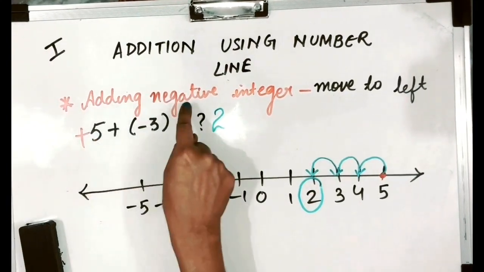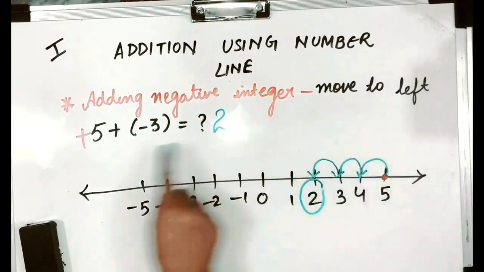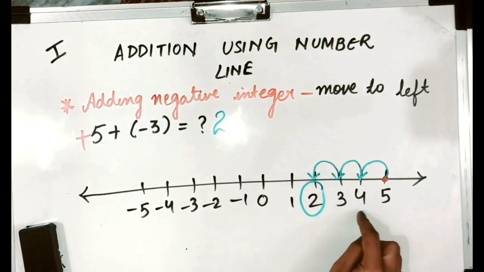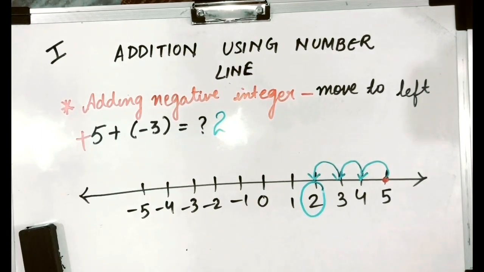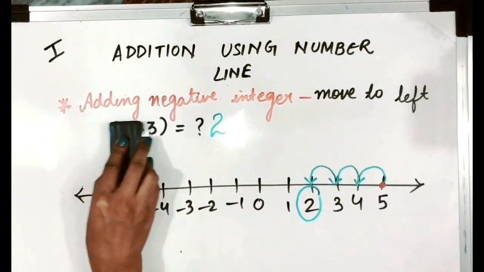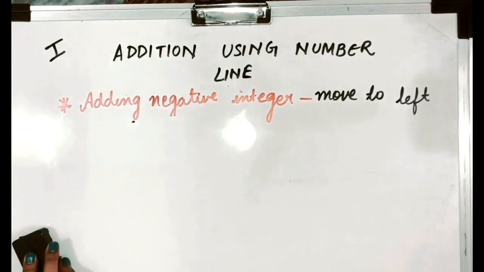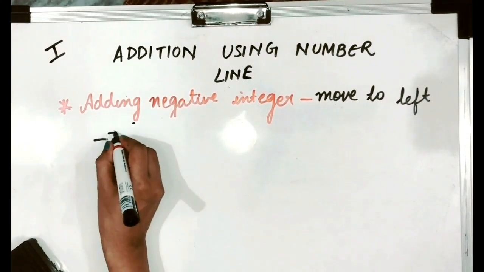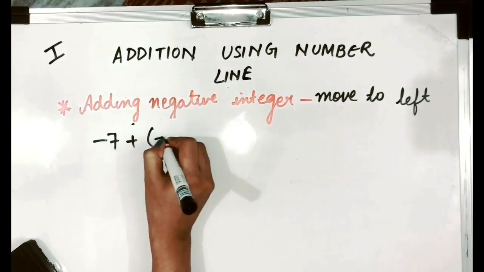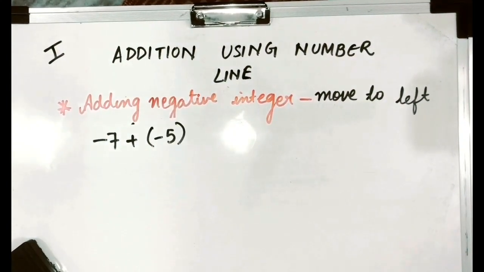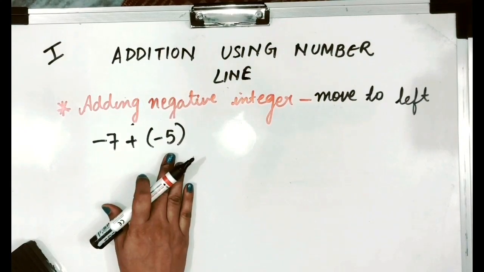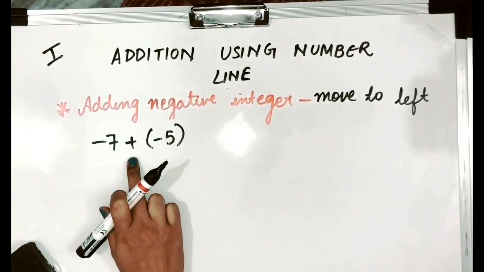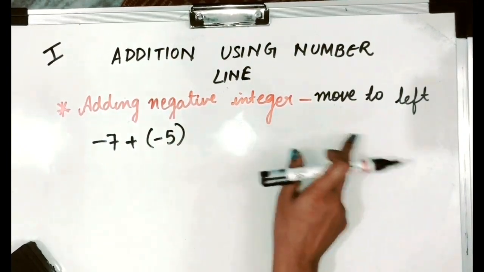So because we are adding a negative integer, we'll move to the left. We'll start from 5 and we'll move to the left 3 times. 1, 2, 3, and the answer is 2. Now let us take one more example. The question is minus 7 plus minus 5. Now both the integers are negative integers, minus 7 and minus 5, but we are adding. So when we are adding a negative integer, we move to the left.